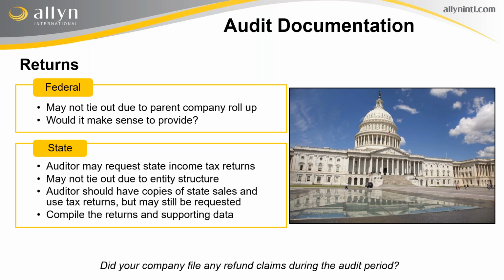Additionally, auditors should already have a copy of the state sales and use tax returns, but some auditors will still request them regardless. So be prepared to pull the state sales and use tax returns filed during the audit period and provide either hard copies or electronic copies to the auditor. Ensure you have included both originally filed and any amended returns. In addition, know whether your company has filed refund claims for data during the audit period so that you are aware of this in advance, can include it in your reconciliation, and so you don't duplicate any refund requests.